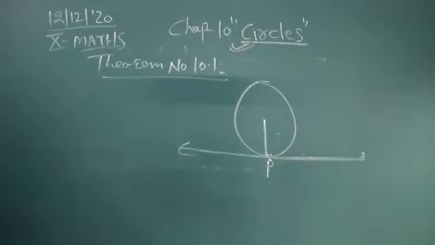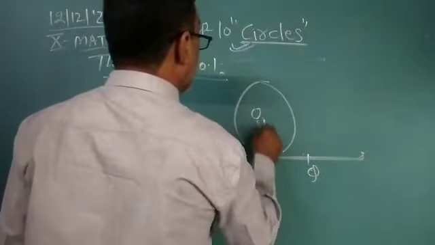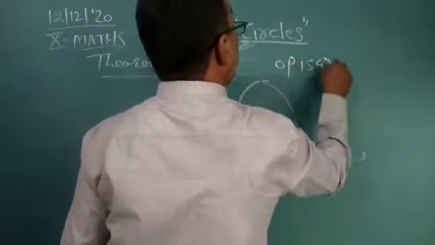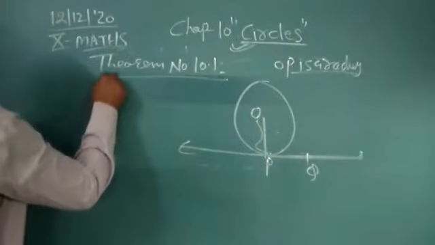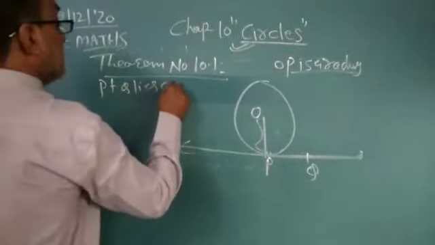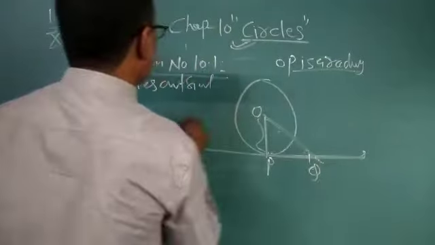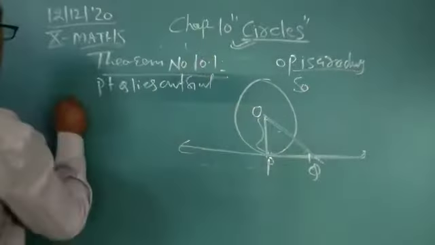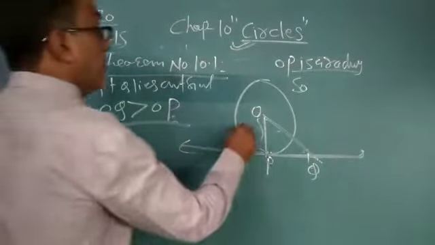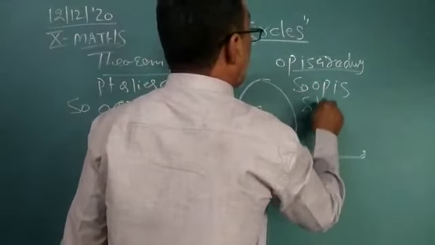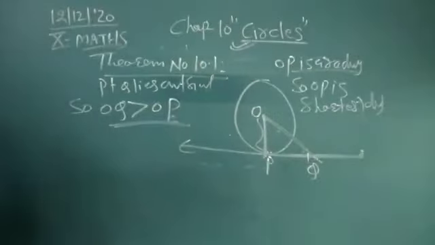We want to prove this. Suppose O is the center and any point Q lies on the tangent other than P. OP is a radius of the circle, so it is a distance. Now point Q lies outside, not on the circle. Then we can join OQ. So OQ is greater than OP, which means OP is the shortest distance. And the shortest distance is always perpendicular.